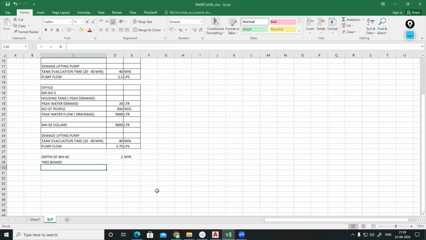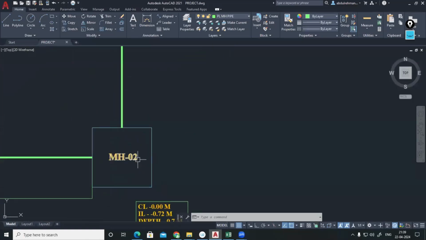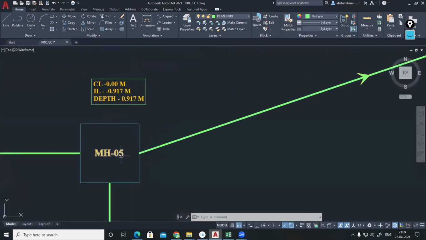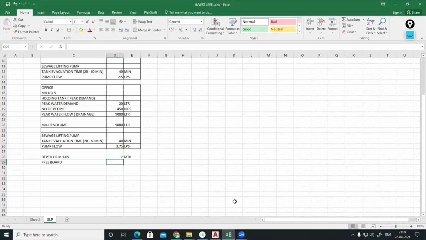What about the freeboard? The invert level of the pipe that is coming and connecting to manhole number 5, from manhole number 2 to manhole number 5, we have to maintain 0.917 meter. From there only the depth has to be considered. So freeboard will be 0.917, let's say 0.92 meter. So the effective depth of tank is 2 meter minus 0.92. So within this 1 meter, you have to finish everything.